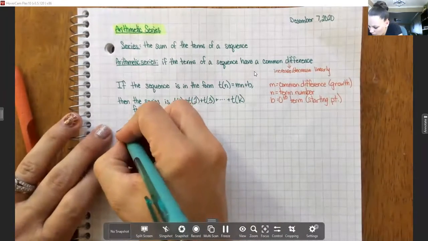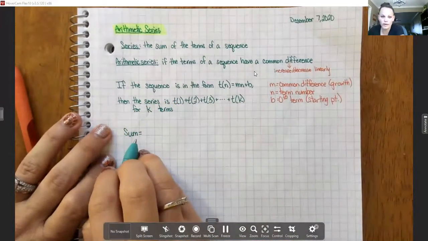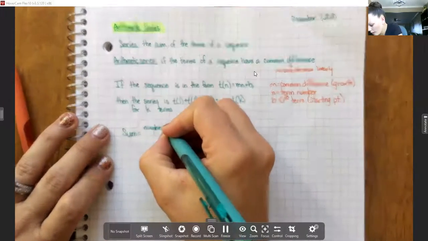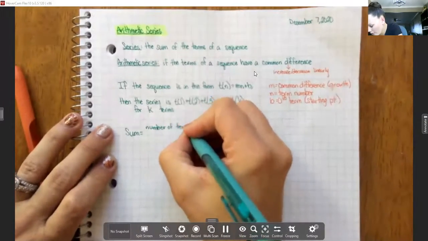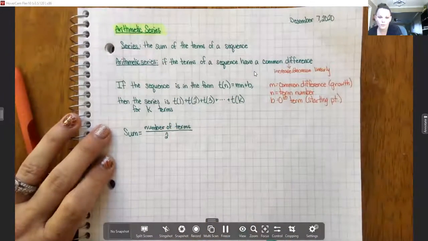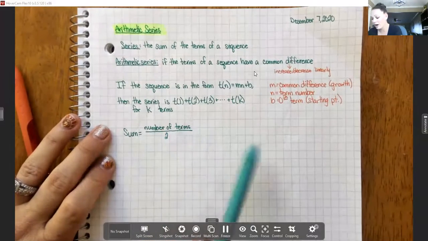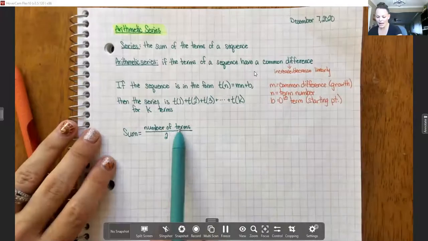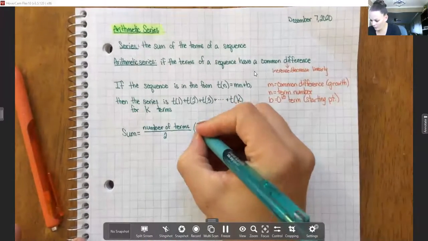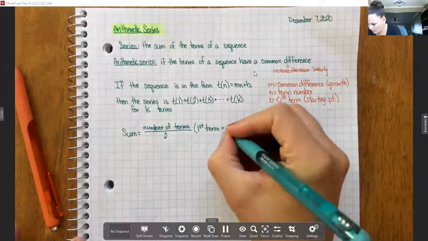And so the sum of all these terms, and this is what we were doing last week with the rectangle, is the number of terms divided by 2. So that was like when we had the stairs, remember we cut it in half. So we would take half of the terms in the bottom and then we multiply that by the first term plus the last term.